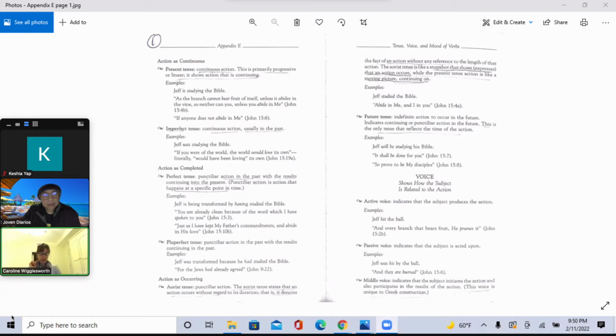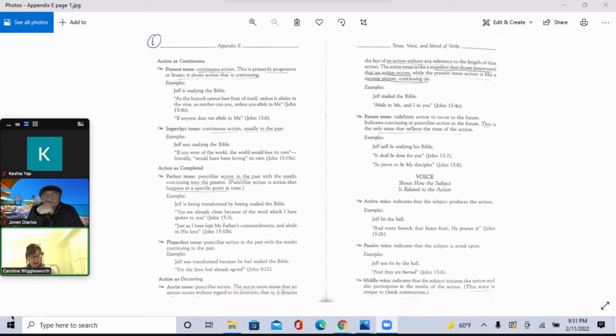Let's just review the rest and then get into the aorist and look up some examples. So the voice should be probably pretty familiar, right? Some of it is. I'm a bit confused about the middle voice, but it shows how the subject is related to the action.